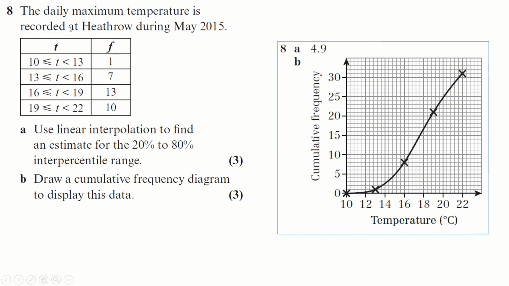Next question we've got: the daily maximum temperature is recorded at Heathrow during May 2015. We've got to use linear interpolation to find an estimate of the 20 to 80% range. It's telling us 4.9, and these words, linear interpolation, might seem a little bit strange. This is because it's not really tested in the WJEC book. It doesn't say explicitly it won't be tested, but it's not mentioned anywhere, and therefore we can safely assume that it won't be tested.